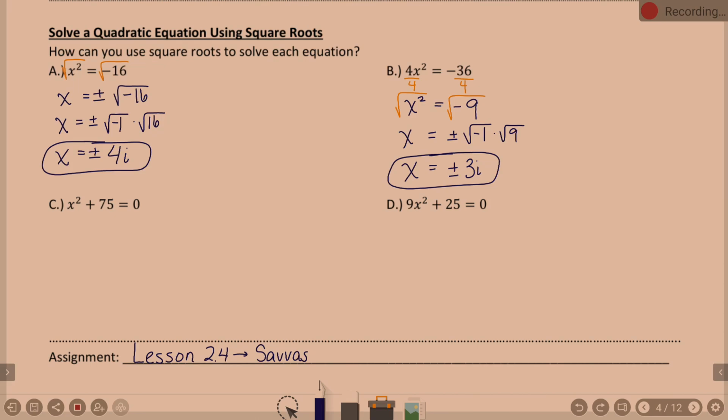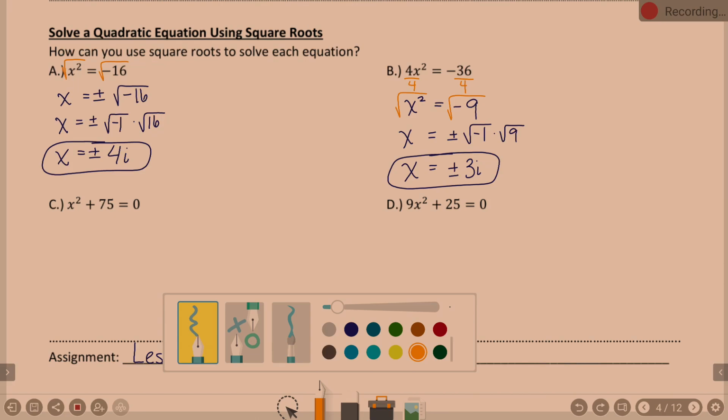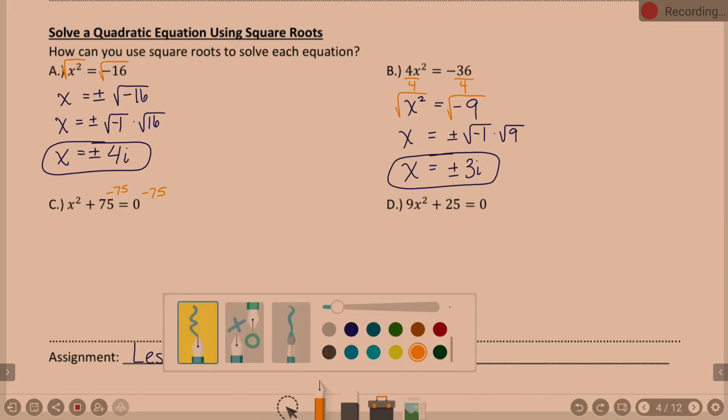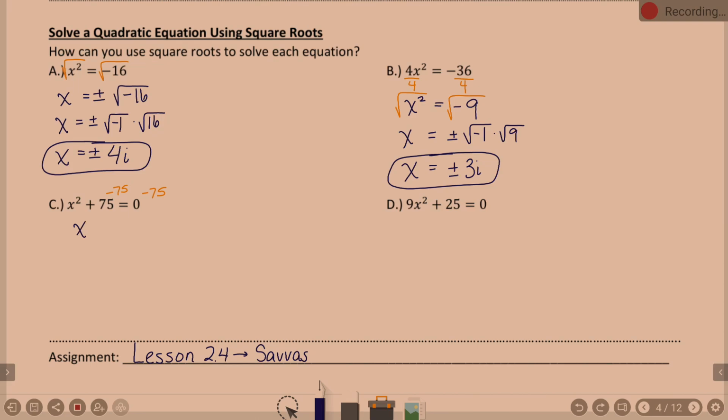Okay. Let's try C. x squared plus 75 equals 0. What's different about C? Equals 0. Do we want it to equal 0? No, we want the x squared to be by itself. How do I make it by itself? You subtract off 75. Good. See, these are skills you guys have done before. So we subtract it over. I'm going to have x squared equals negative 75. Once x squared is by itself, we're going to take the square root.